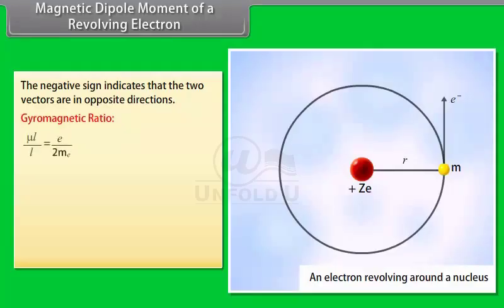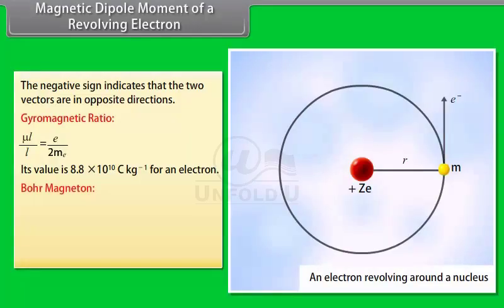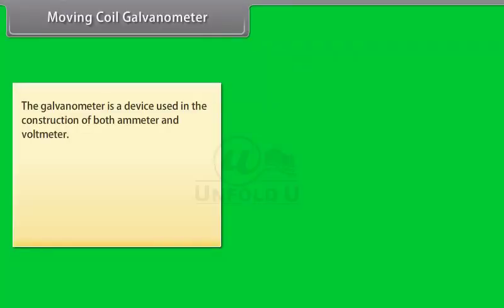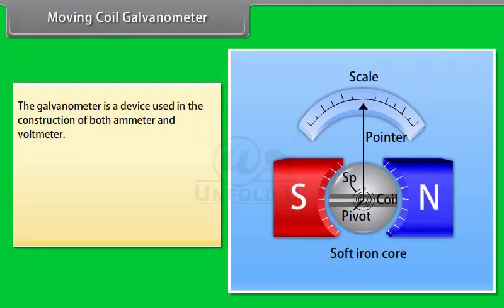Gyromagnetic ratio. Mu_l upon l is equal to e upon 2 m_e. Its value is 8.8 into 10 raised to the power 10 coulomb per kilogram for an electron. Bohr magneton. Mu_B is equal to e h upon 4 pi m_e. Its value is a constant and equals 9.27 into 10 raised to the power minus 24 ampere meter square. Moving coil galvanometer. The galvanometer is a device used in the construction of both ammeter and voltmeter.